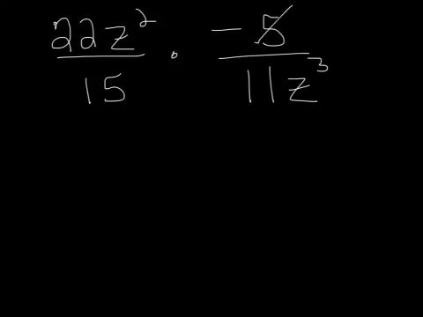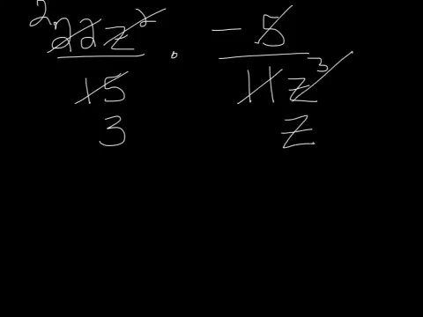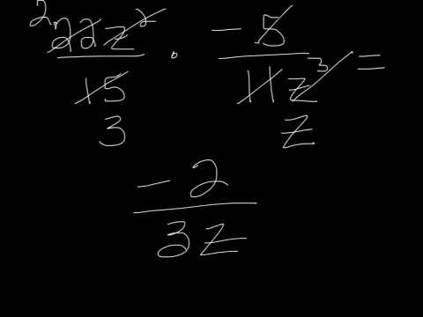So I will reduce the 5 and the 15, and that will leave me a 3. I will reduce 11 and the 22, and that will give me a 2. I will reduce the z squared with a z cubed, and that will leave me a z. Now, let's see what we have left for our final answer. Remember, we have our negative, so it's going to be negative 2 over 3z. Again, remember, we can reduce diagonally, up and down, but never across.